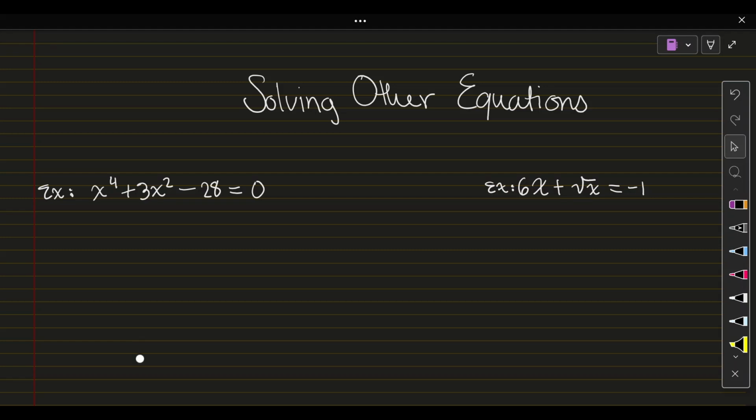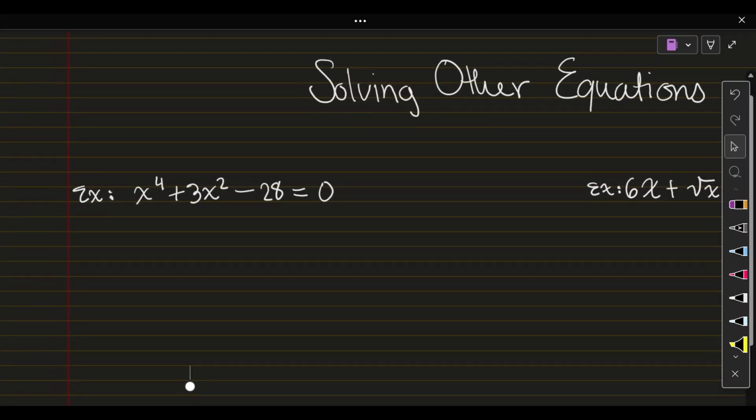So in this video, I'm going to show you how to solve some other types of equations. Some of them look kind of like quadratic, so we'll use the methods that we learned when solving quadratic equations. Some of them do not look like quadratics, but we can still use some of those methods. So I think we should just get started with this first one here.